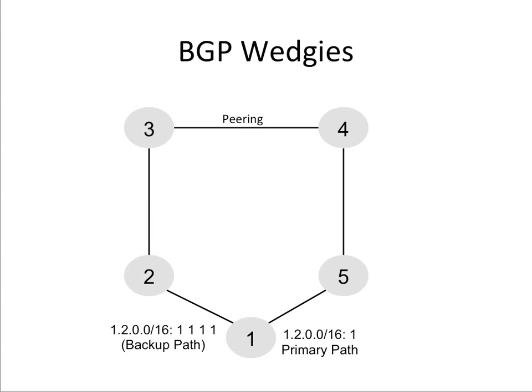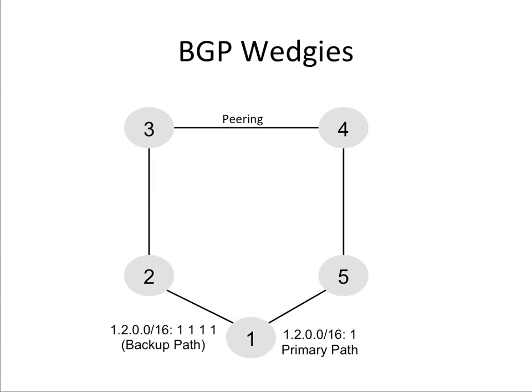And why might this autonomous system 1 want to be a customer of two different ISPs? It's the backup links. Let's say one of the ISPs goes down, you still want to have connectivity to the internet, right? So that's why we have two ISPs that are providers for autonomous system 1.